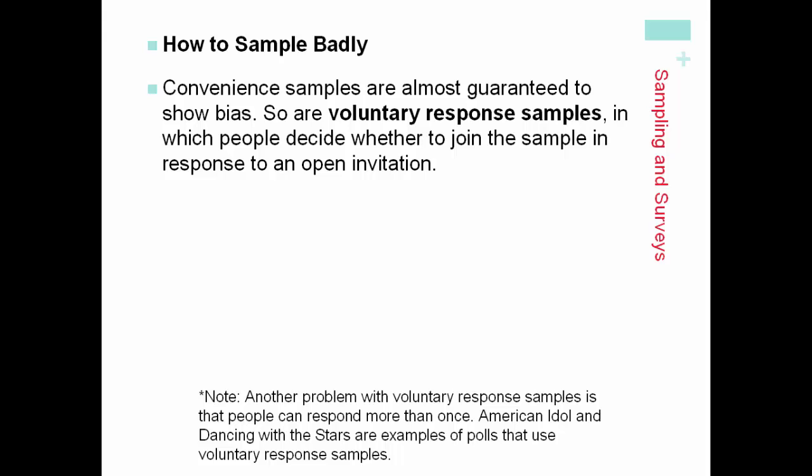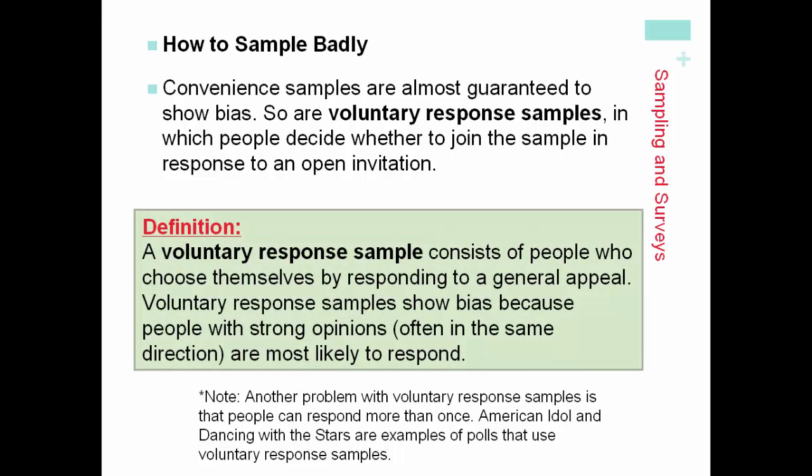So are voluntary response samples, in which people decide whether to join the sample in response to an open invitation. By definition, a voluntary response sample consists of people who choose themselves by responding to a general appeal. Voluntary response samples show bias because people with strong opinions, often in the same direction, are most likely to respond. Another problem with voluntary response samples is people can respond more than once. American Idol and Dancing with the Stars are examples of polls that use voluntary response samples.